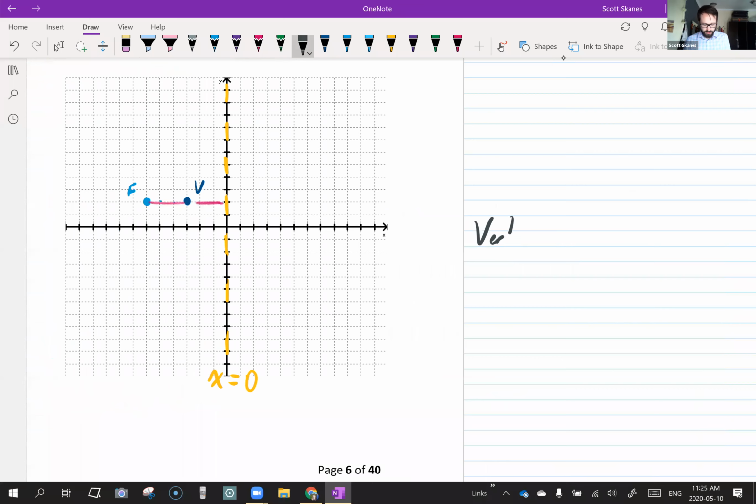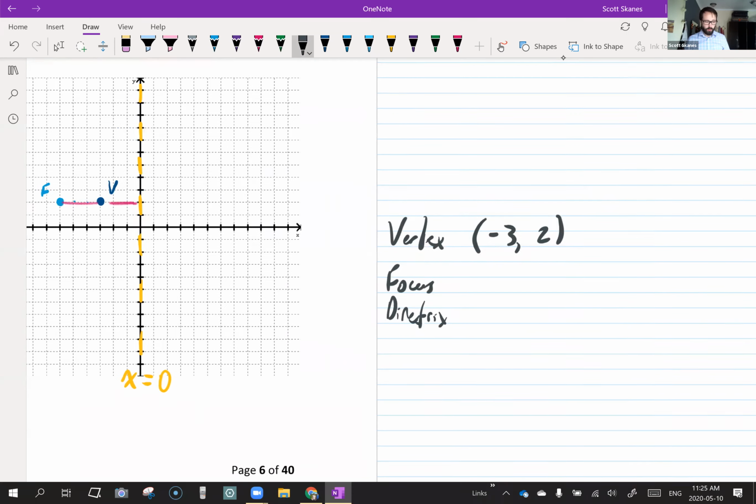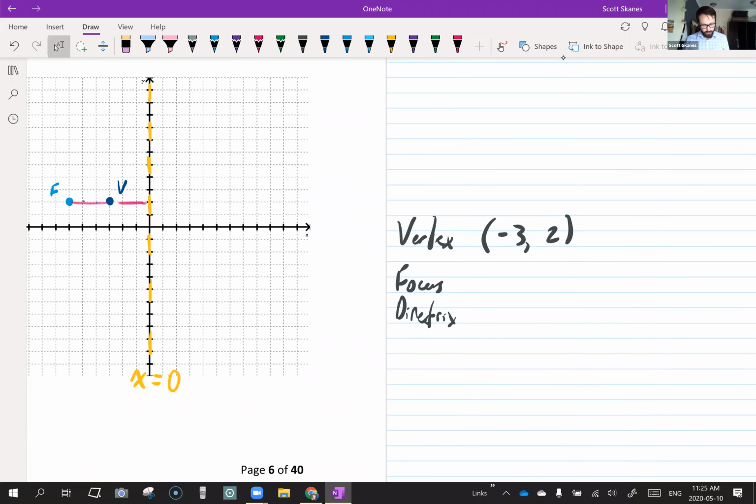You have your vertex, yeah? In this case, -3 and 2. Your focus and the directrix, because this is sideways, we know that it's opening in y-squared form. You're going to be affecting your x values. So really, it's -3 plus or minus your p-value.